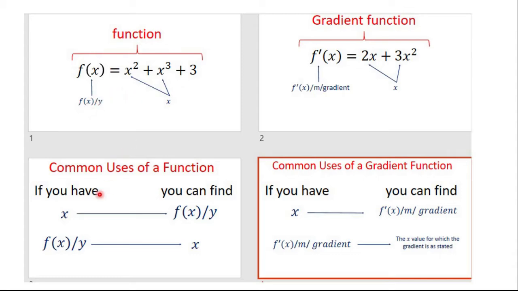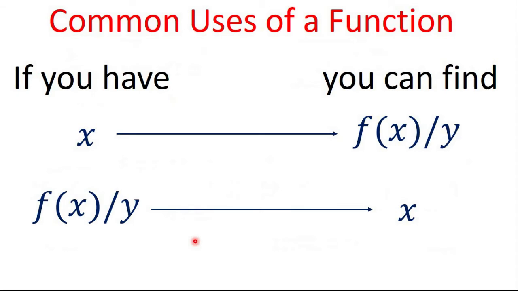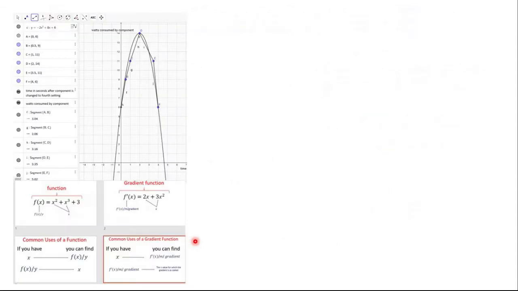But the cool thing about a function is that if you have x, you can find the corresponding y value, and if you have y, you can find the corresponding x value. And I just want to show you those two very common uses in action. So this is our graph, this is the equation we found. These are all the tricks we can do with our function. We're focused on the function now. We'll get to the gradient function and what it can do in a minute.